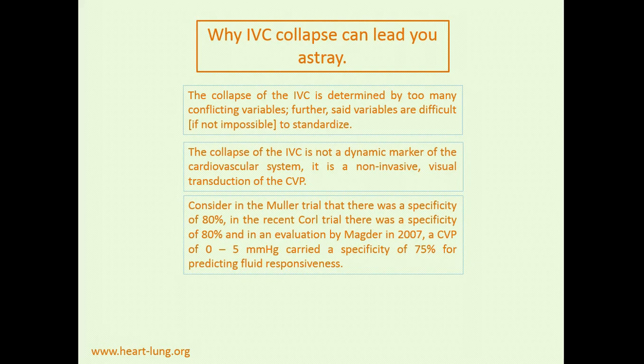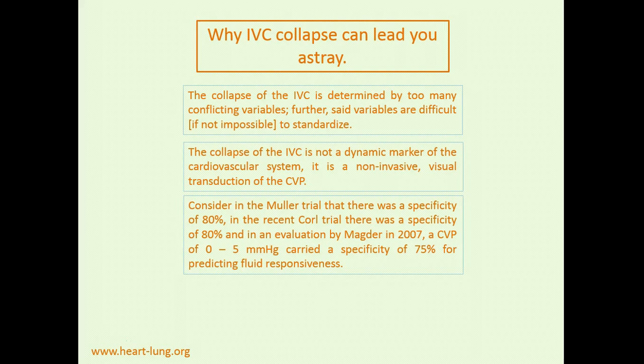And that's been written about before by people much smarter than me, but if you look back at the data and think about it a little bit, there's the Muller trial in 2012 that people talk about. It had a specificity of 80%, which means that there was 20% false positives. And in the CORAL trial in 2017, which Scott just posted on, there was also a specificity of 80%, or a 20% false positive rate.